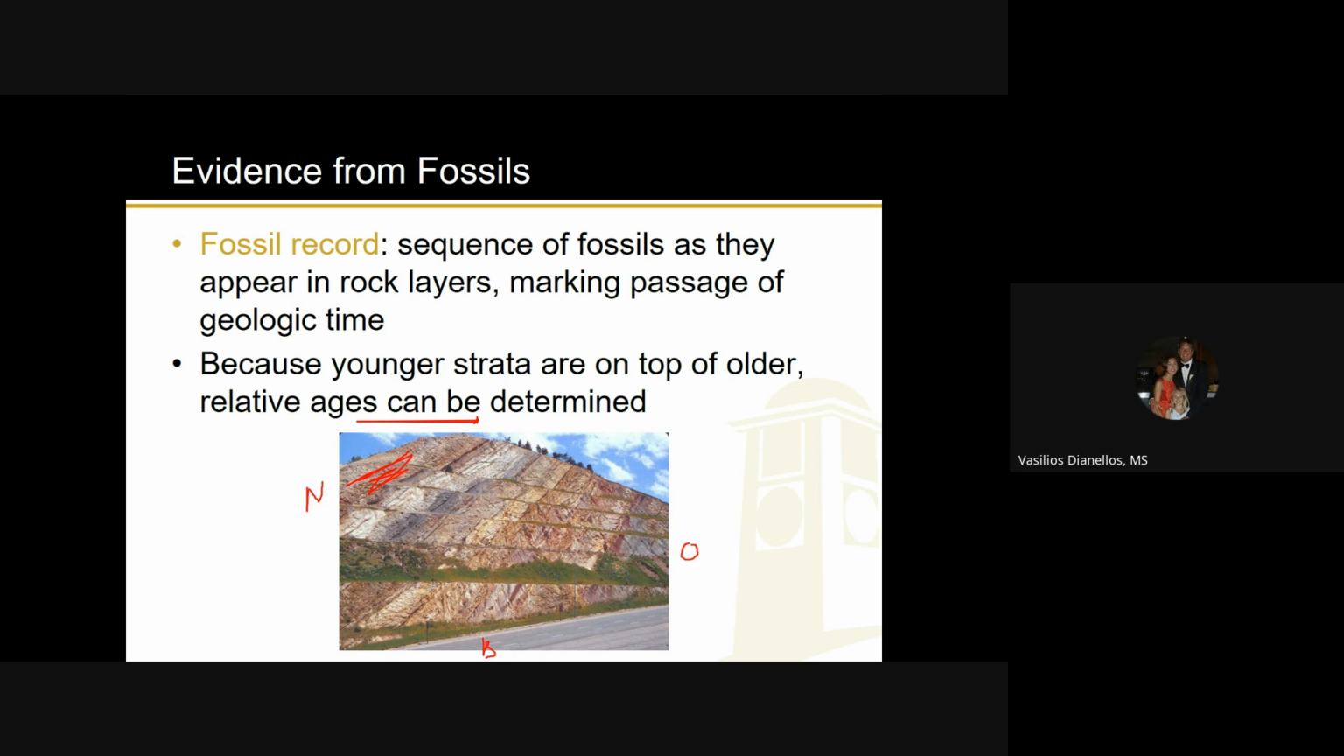So even without carbon dating or anything like that, scientists can tell the relative ages of something. For example, if somebody found a fossil right here in spot A, and then also found a fossil right here in spot B, and then also found a fossil right here in spot C, we can tell that whatever organism was in spot A was much older than the organisms in B, which was older than the organisms in C, right?